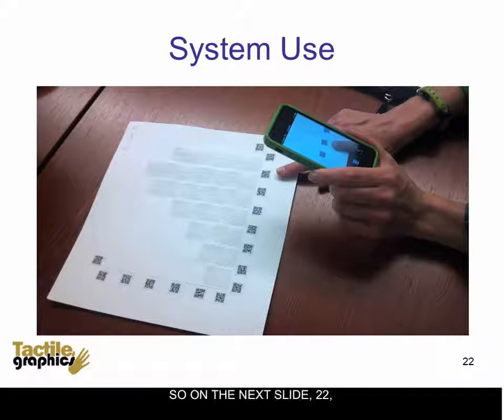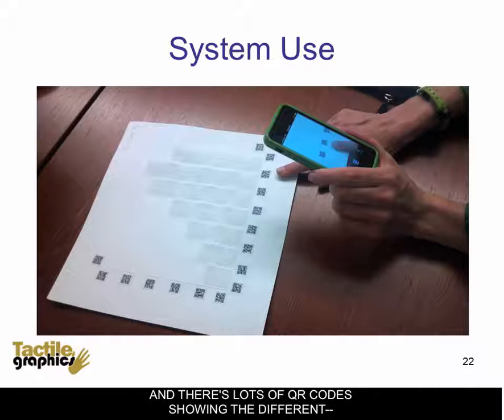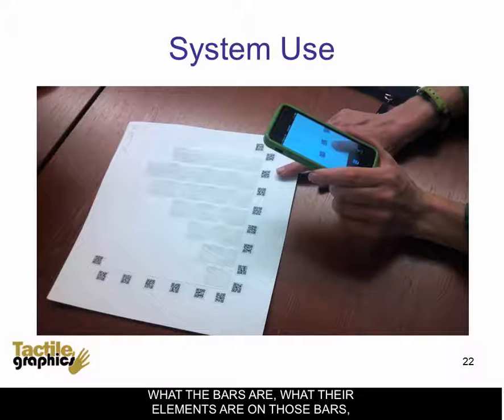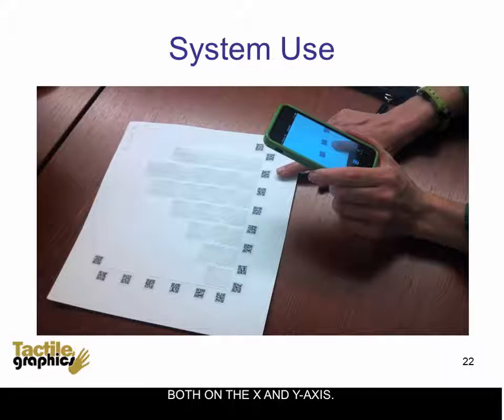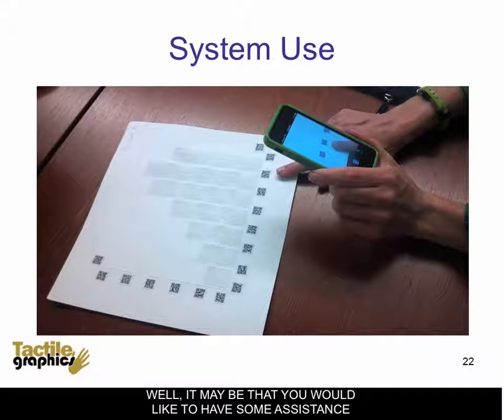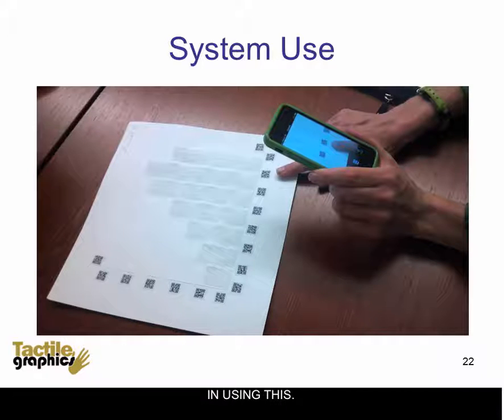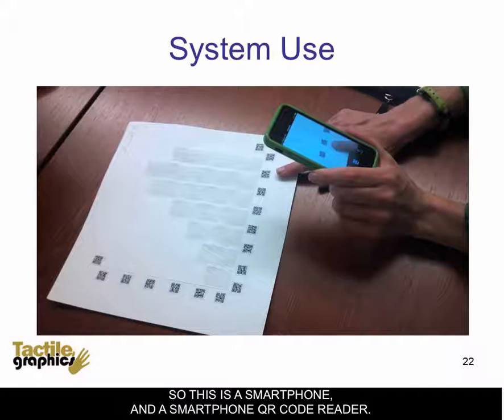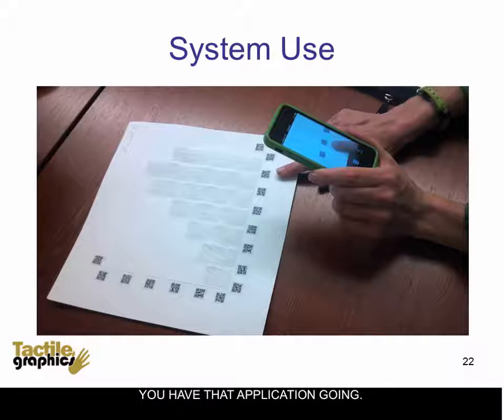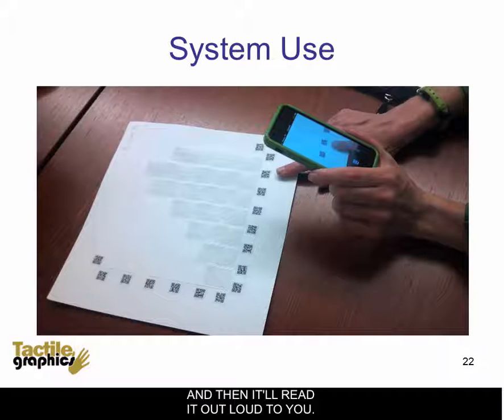On the next slide, 22, is a picture of somebody trying to read QR codes. In this picture, there's a bar chart, and there are lots of QR codes showing what the bars are, what their elements are, on both the X and Y axes. It may be that you would like some assistance in using it. So this is a smartphone with a QR code reader. The smartphone has a camera, so you have that application going. You point the camera at the QR code, and then it'll read it out loud to you. That's what we would like.